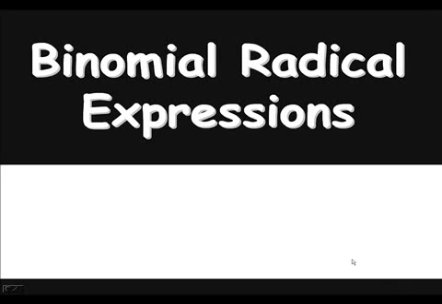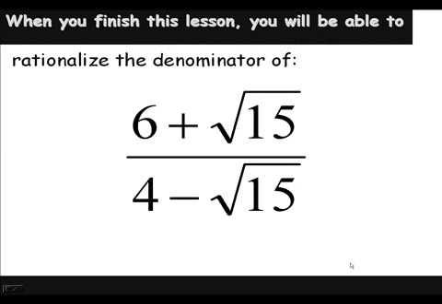Okay, this lesson's binomial radical expressions. When you finish this lesson, you'll be able to rationalize the denominator of something that looks like this, (6 plus root 15) over (4 minus root 15). In other words, we'll be able to get this radical out of here.